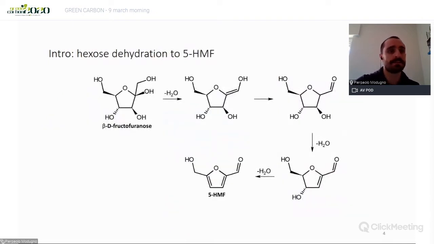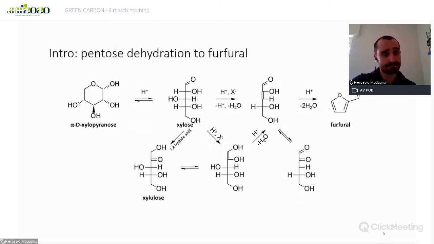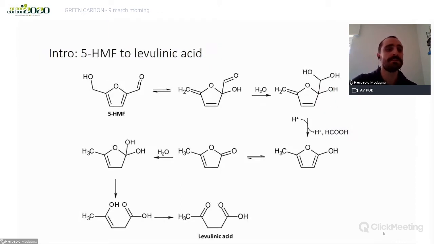So let's see how hydroxymethyl furfural is synthesized. Cellulose in hydrothermal conditions is hydrolyzed to glucose. Glucose is isomerized to fructose, and fructose is dehydrated to hydroxymethyl furfural. In a similar way, xylose, which is a constituent of hemicellulose, is dehydrated to furfural. Hydroxymethyl furfural in hydrothermal conditions can further react to give levulinic acid by losing a carbon atom in the form of formic acid.